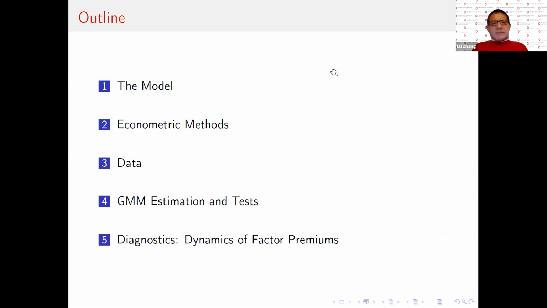All right. The rest of the presentation is organized as follows. I will first describe the economic model, then present the econometric methods, describe the data, and present the GMM estimation and test results. Finally, I'm going to use the point estimates from the model and explore other implications, other model moments that do not directly enter our GMM estimation, to serve as diagnostics of the model. In that case, we are looking at higher moments: not just the average return in the estimation, we're looking at the dynamics of different factor premiums.